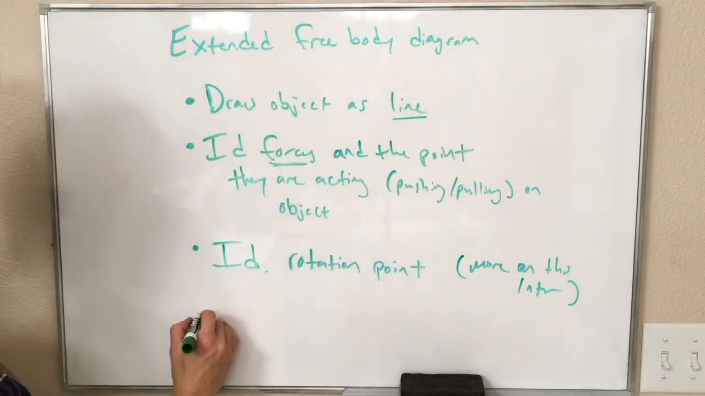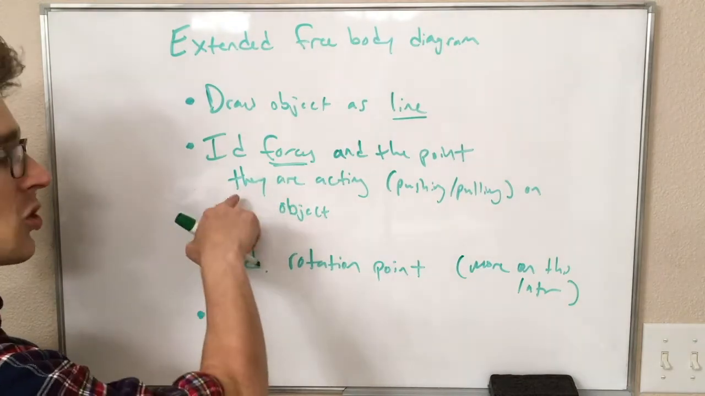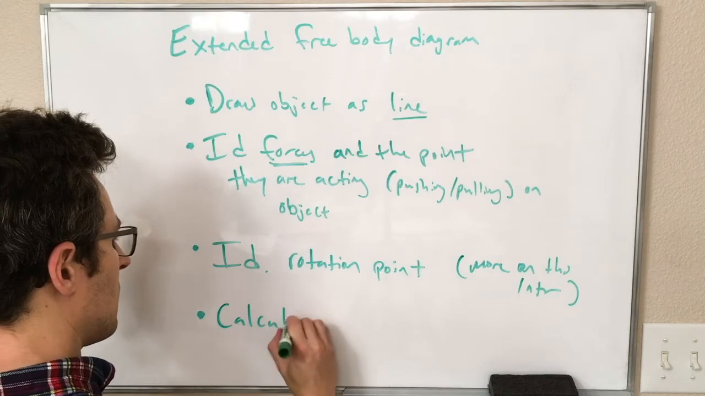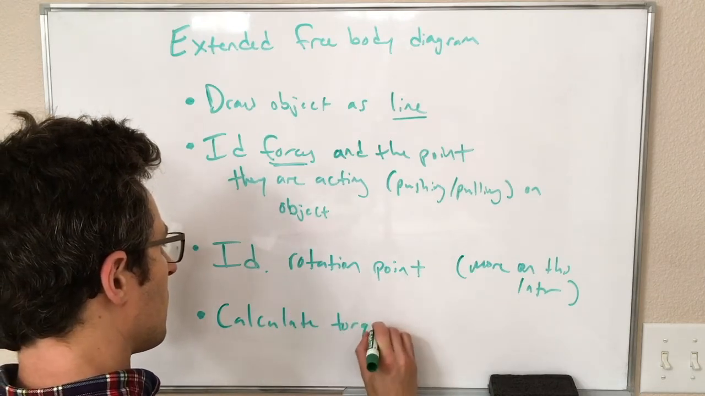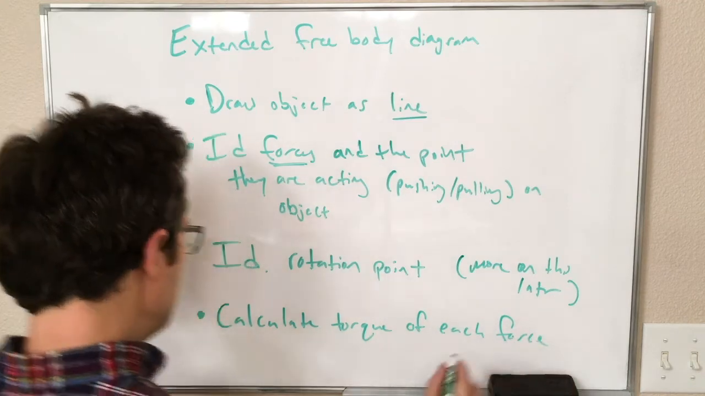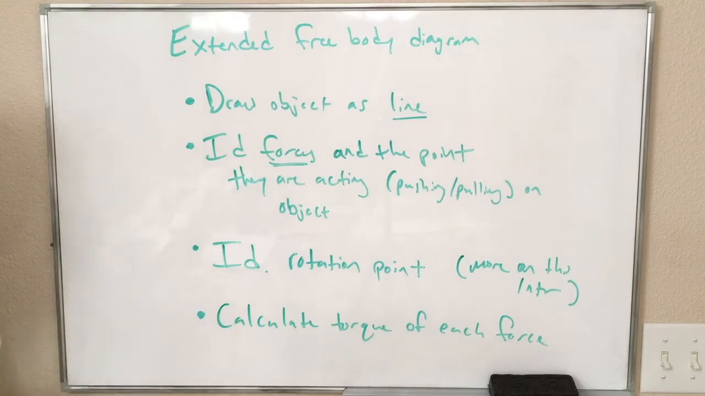And then after this, once we know our rotation point, we can calculate the torque that goes along with each force. And then maybe we're adding up all the torques to find the net torque or something like that. So this is our recipe for making an extended free body diagram. And in the next video, we're going to see an example of using this on a torque problem.